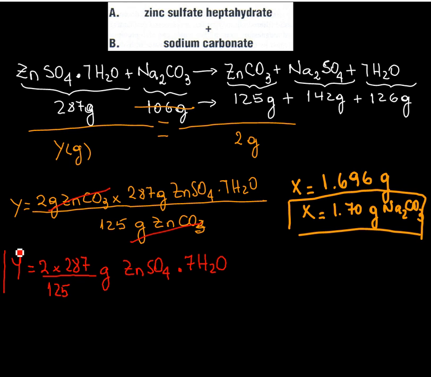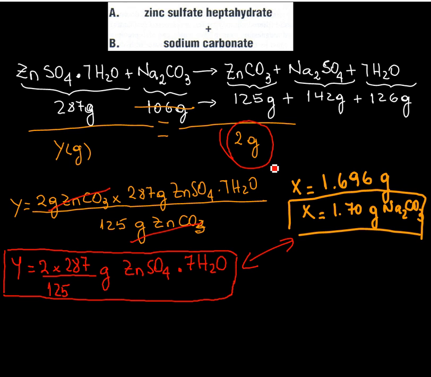So that is the amount that we need of the zinc sulfate heptahydrate, and this is the mass that we need of the sodium carbonate. When we mix them together in a solution, they should form 2 grams of precipitate of zinc carbonate, and that is what we are going to obtain in the lab. We have to do it through the lab.